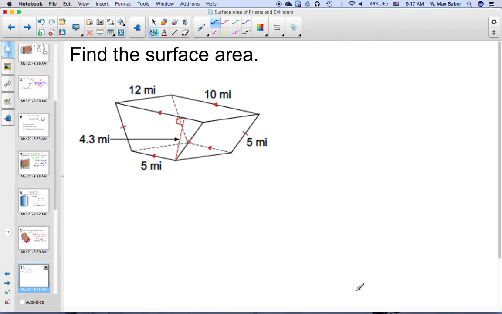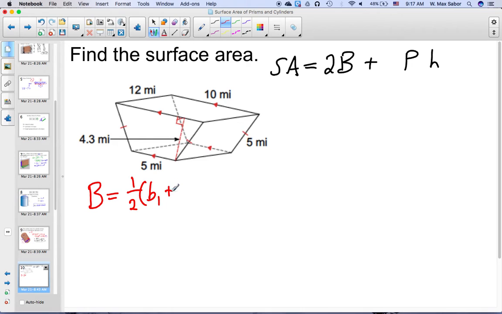Find the surface area of this. This is where the formula is much more useful than listing out the 6 faces. If you get a more complicated figure that you don't recognize, just list out all the faces and it will work. But for prisms, you can use the formula of 2 times the area of the base plus the perimeter times the height. Let's find out what the area of the base is. Well, it's a trapezoid, so it's 1/2 base 1 plus base 2 times the height. Note that that height and that height are not the same.